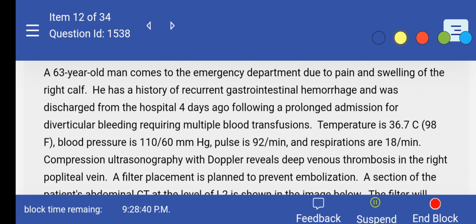Okay, moving to question number 12. A 63-year-old man comes to the emergency department due to pain and swelling of the right calf. He has a history of recurrent gastrointestinal hemorrhage and was discharged from the hospital 4 days ago following a prolonged admission for diverticular bleeding requiring multiple blood transfusions. Temperature is 98 degrees Fahrenheit, BP is 110/60 mm Hg, pulse is 92 per minute, and respirations are 18 per minute. Compression ultrasonography with Doppler reveals deep venous thrombosis in the right popliteal vein. Okay, a filter placement. This is important. A filter placement is planned to prevent embolization.